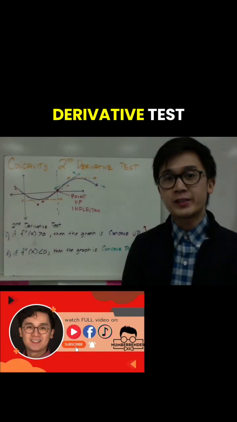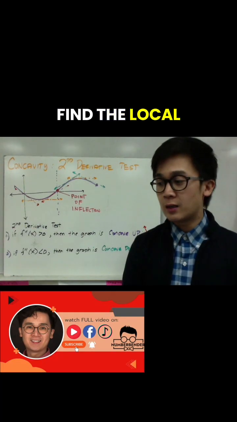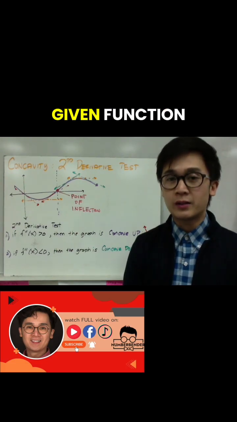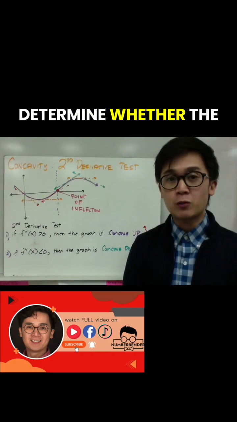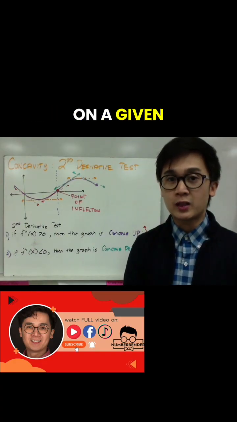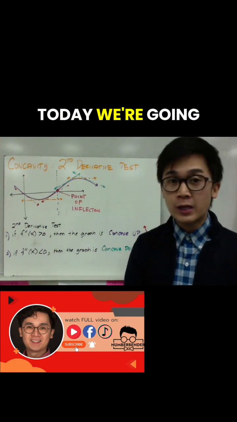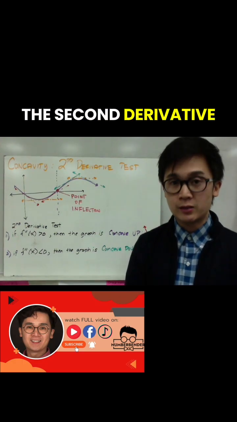Using the first derivative test, we're able to find the local maximum and local minimum of a given function. Also, on the first derivative, we're able to determine whether the function is increasing or decreasing on a given interval. Now, for our lesson today, we're going to be using the second derivative test.